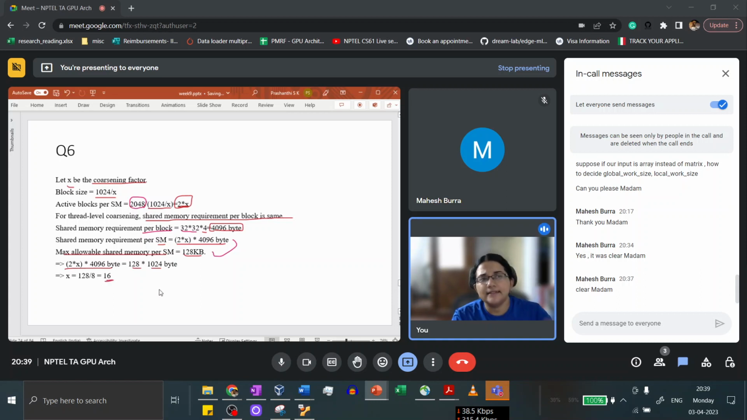So we had solved this in the previous question, but I think you guys asked for a recap of thread level coarsening. So now is this clear? Any further doubts? I'll pause here for a few more seconds and then we can solve the rest of the questions.